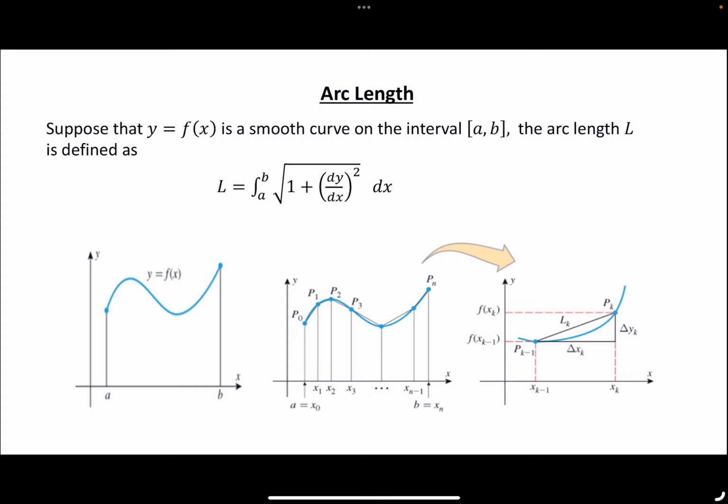This comes from cutting the curve into small strips and getting the distance. So the distance d is equal to the square root of x2 minus x1 squared plus y2 minus y1 squared. So simplifying this, it leads us to this formula.